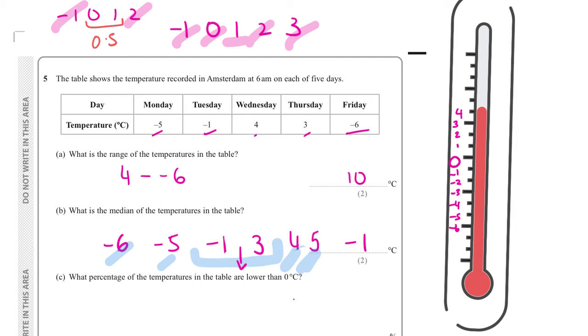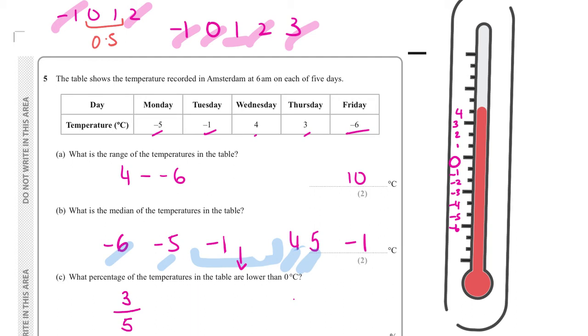How many of the temperatures are lower than 0? What's colder than 0? The -1, the -5, the -6, isn't it? So 3 are colder than 0 out of how many temperatures altogether? 5. What is 3 over 5 as a percentage? It's not 75%.